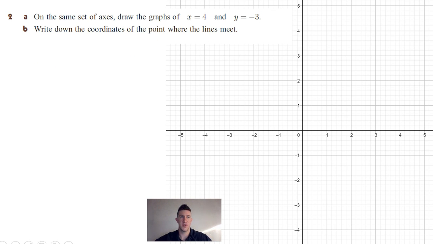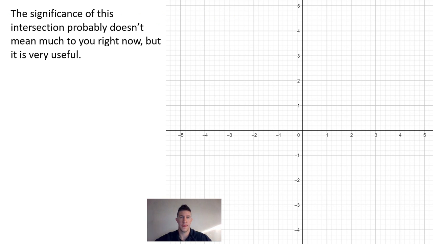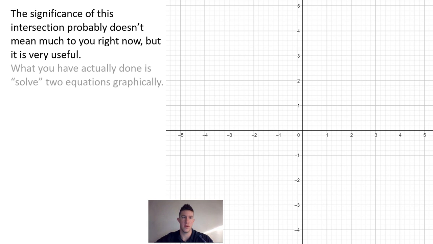Now in question 2, on the same set of axes, draw the graph of x equals 4 and y equals minus 3. Write down the coordinates of the point where the lines meet. One's going to be vertical and one's going to be horizontal, which means at some point they're going to cross over, and I want you to write the coordinate where they cross over. That's the point where they meet. Once you've done this, it may not seem particularly significant to you right now, but it's actually very useful finding this intersection point, and we're going to talk about that a bit later on.